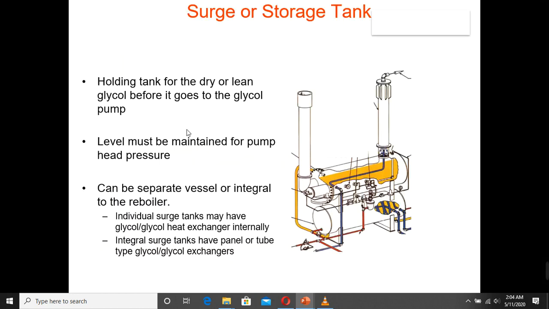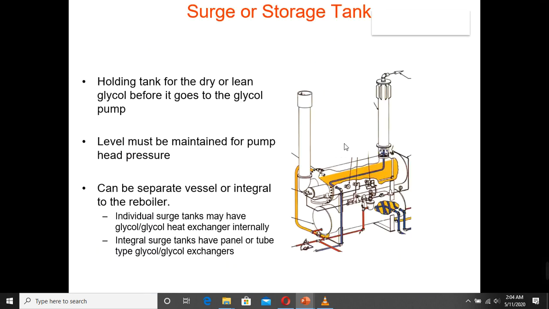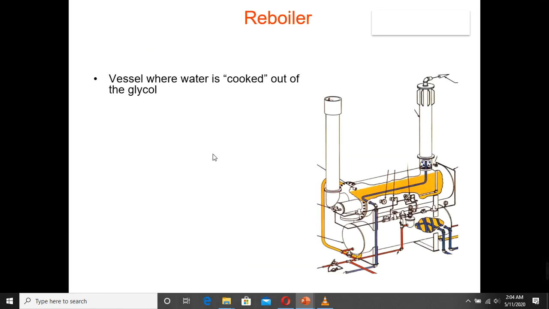Here is the old tower. So, a holding tank for the dry or lean glycol before it goes to the glycol pump. This is the surge tank. The surge tank holds the glycol because it's a complete cycle. So the lean glycol is kept here, and from here it goes back through here. So we need a storage tank. It works like the water tank at your home, to store the glycol so that we can send it to the system after the campaign.